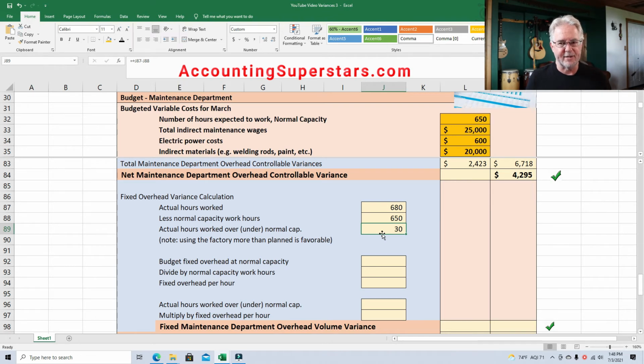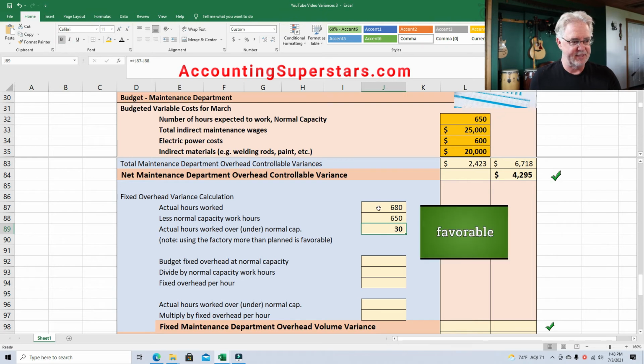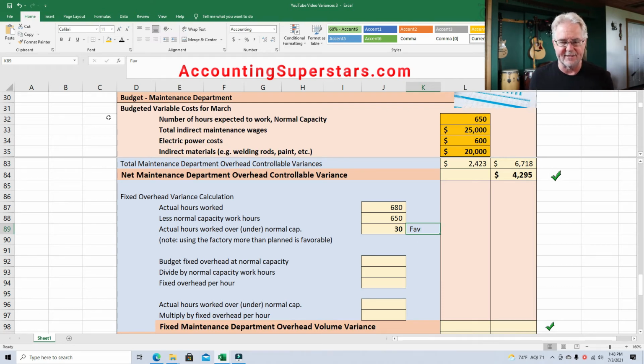So guys and gals, ladies and gentlemen, I'm going to give you the clue. This is the clue right here. This number, this 30, since it's positive, since the actual hours worked is greater than the normal capacity, that is considered to be favorable. And that's the key. If you can remember that they worked more than normal, that is considered favorable. In other words, they got more use out of their facilities. That's a good way to think of it. They use their facilities more. You know, it's not good to have a big giant factory and not use it, right? So they were in there working more than normal.